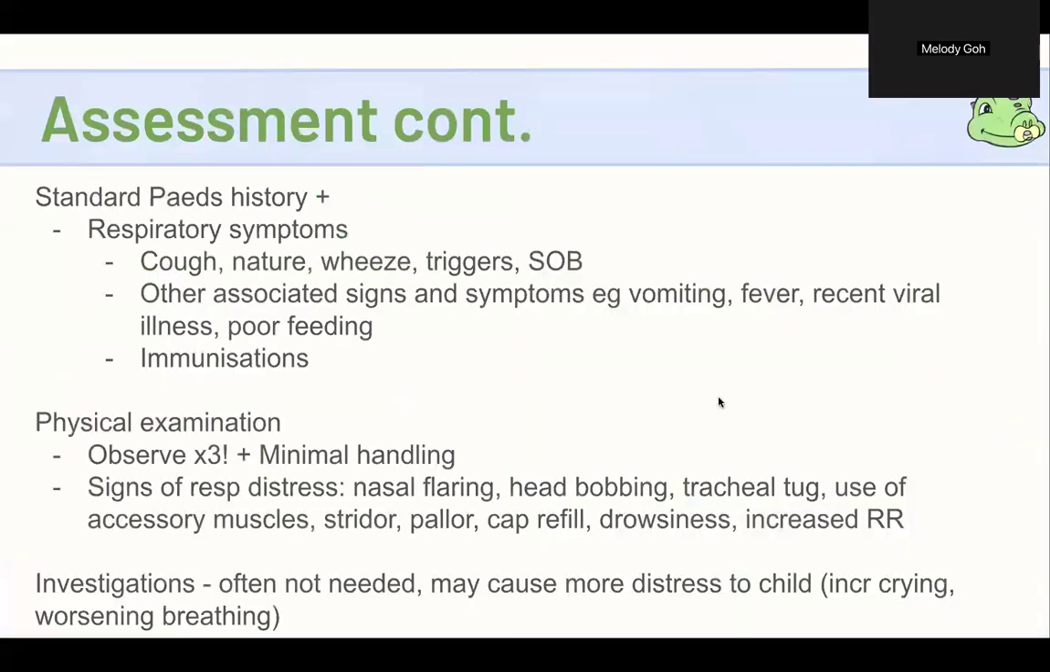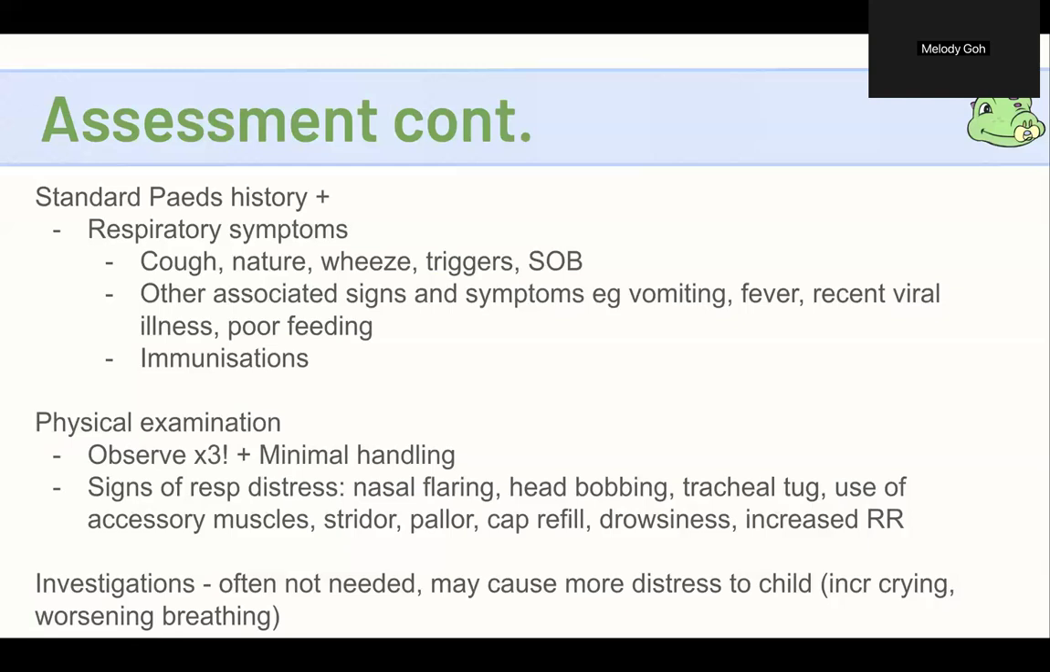And then in terms of the assessment, you want to be doing a standard PEDS history plus looking more into the respiratory symptoms. So asking them if they have a cough, the nature of it, is it wet or dry, any triggers, if there's a wheeze, and then any shortness of breath, and then asking how it's impacting their life. A lot of the time in a PEDS history, you'll most likely be talking to the parents. Other associated signs and symptoms include vomiting, fever, a recent viral illness, poor feeding, and asking also about feeding inputs and any urine output changes. And also immunizations are very important to ask about.